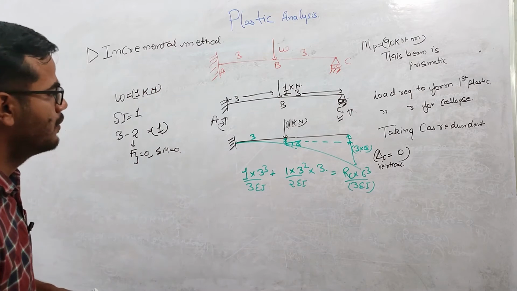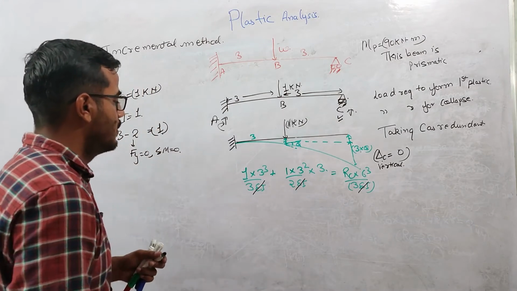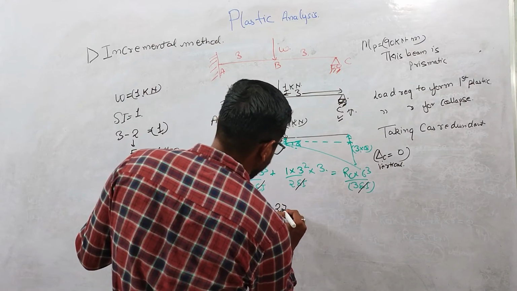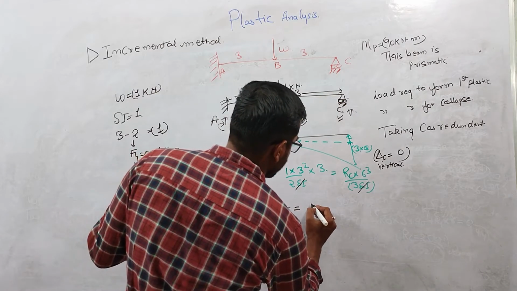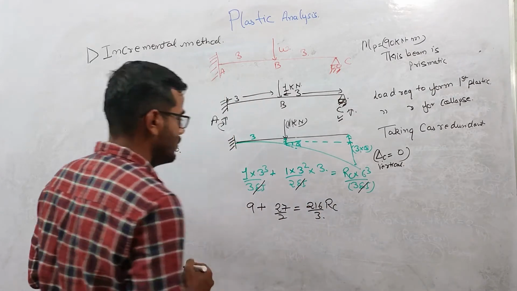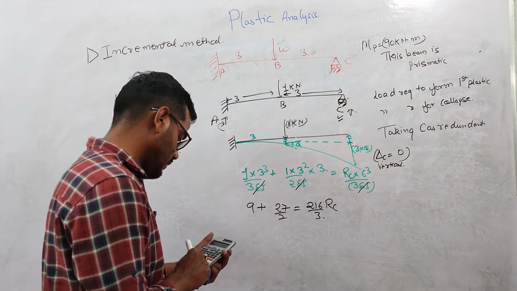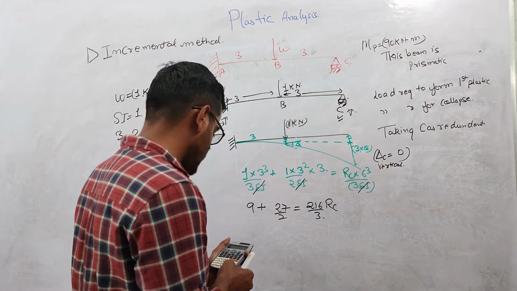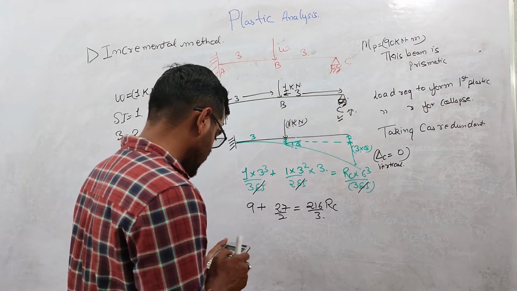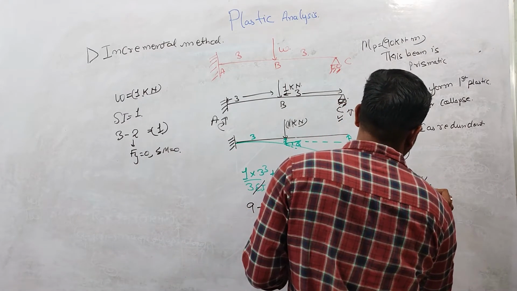So if you solve this problem, you will be able to calculate the reaction at C. So this EI will cancel out on each other, right? This thing will become 9 plus 27 divided by 2, which equals 216 RC over 3, right? So we will be using a calculator to calculate the value of this RC. So 9 plus 27 divided by 2, this equals 45 into 3 divided by 216. So RC is coming out to be 5 by 16, right?